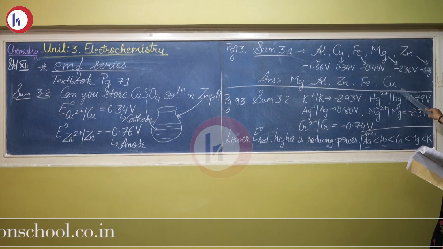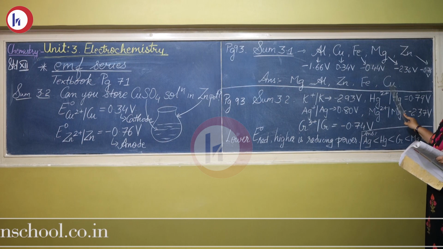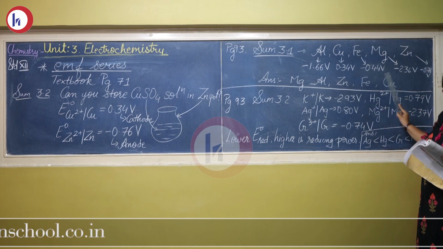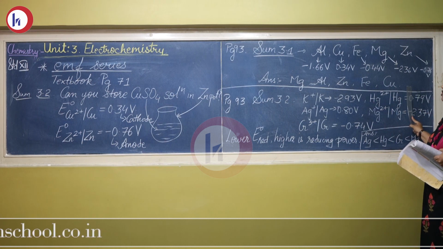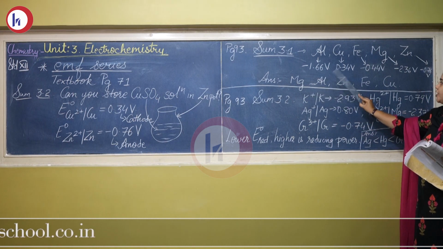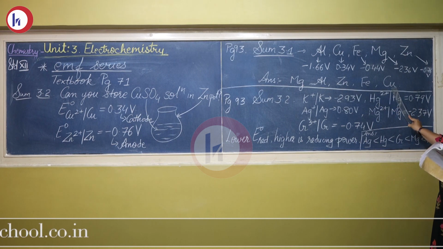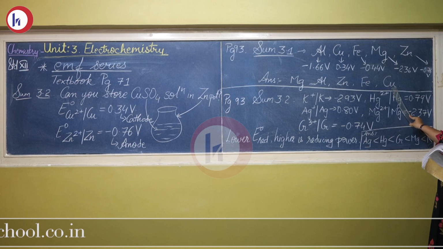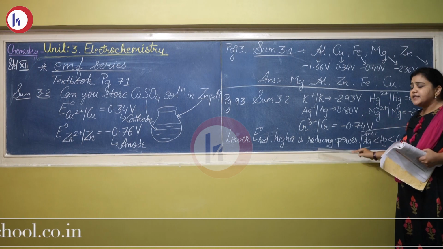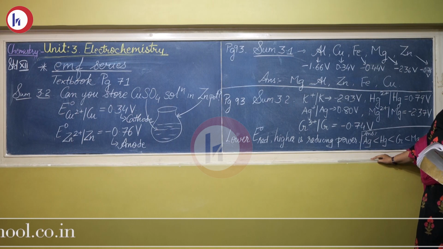So those substances which have higher reduction potential values will be easily displaced from their solutions, and so the answer will be: magnesium will displace aluminium, aluminium will displace zinc, zinc will displace iron, and iron will displace copper. If you remember, this might be there in your 10th standard syllabus in the term of activity series.